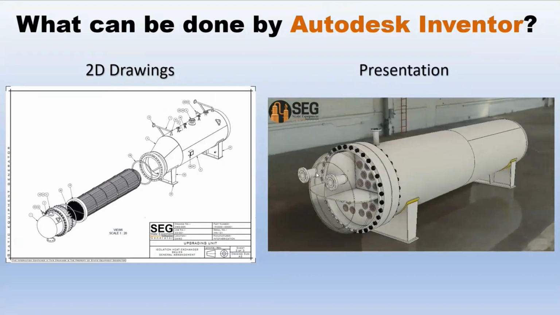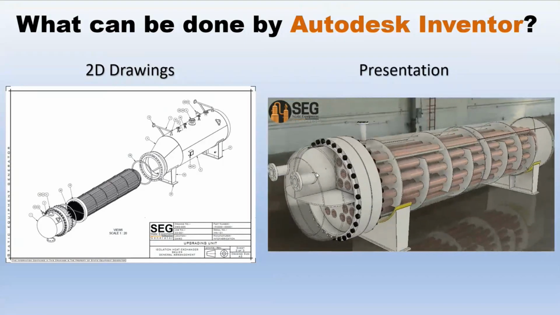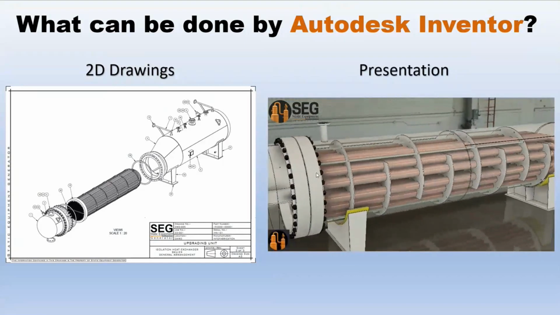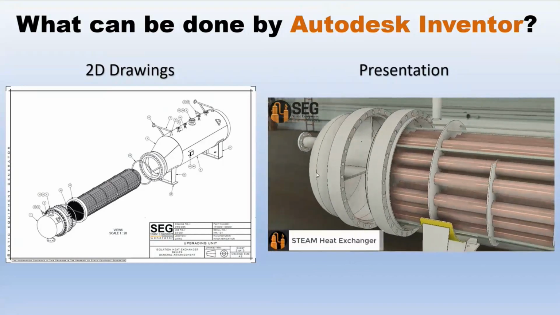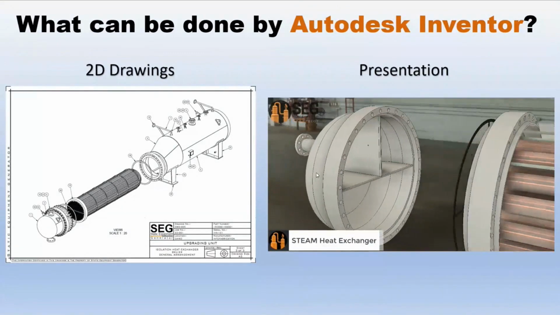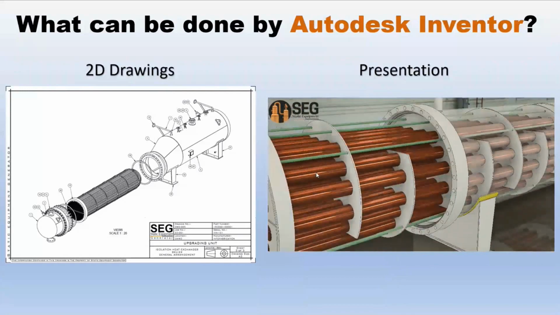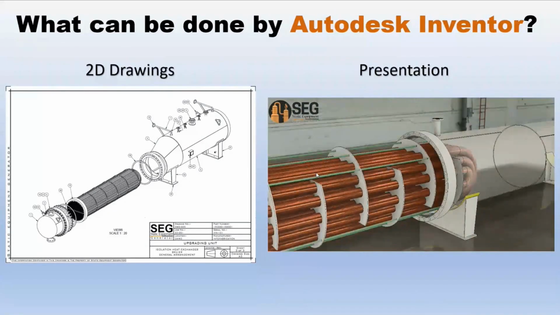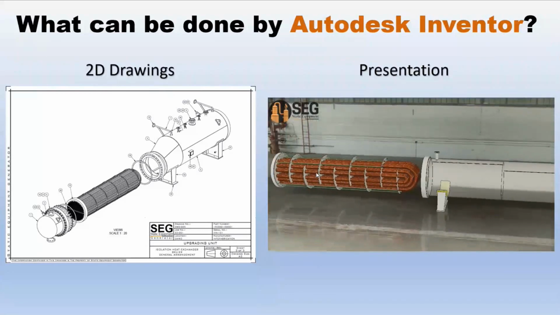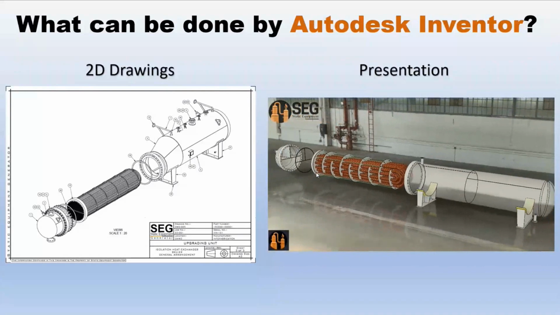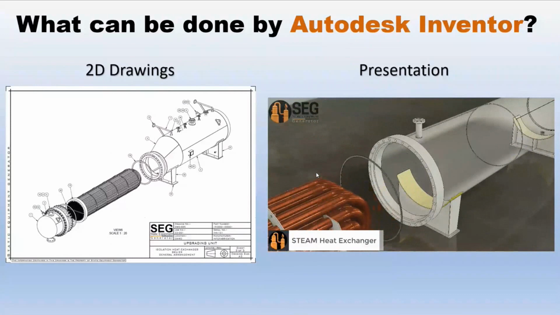Now, in this presentation, you can simply move the assembly parts, like here. For example, this is a steam heat exchanger. You can see that you can move some items like this bonnet, the gasket, and the tube bundle assembly to indicate to your customer how this equipment will be assembled. So as you see here, you can make a presentation by using Autodesk Inventor.